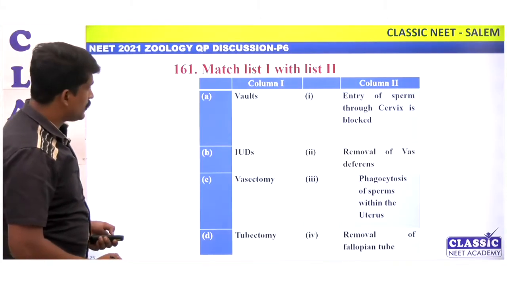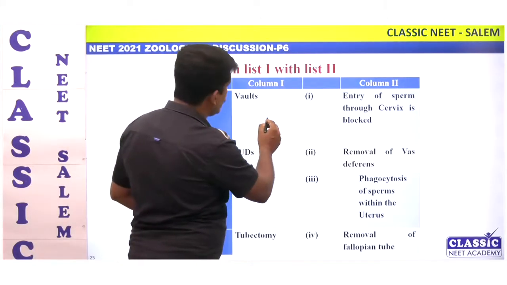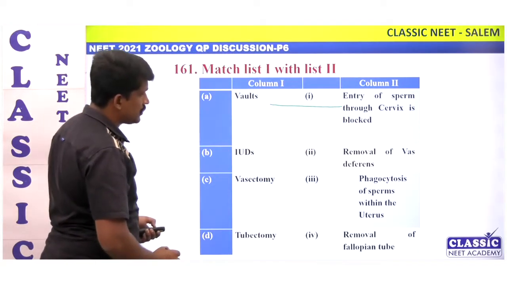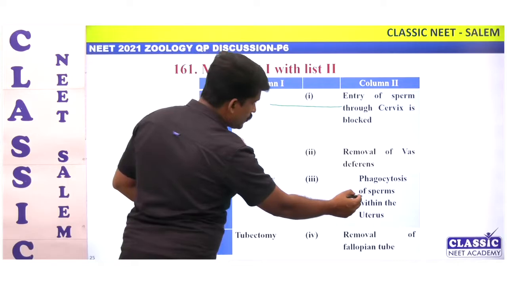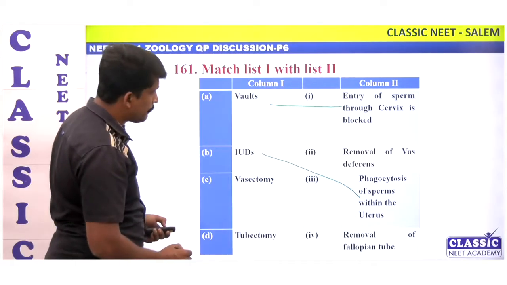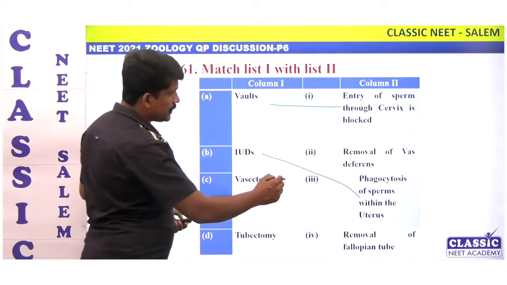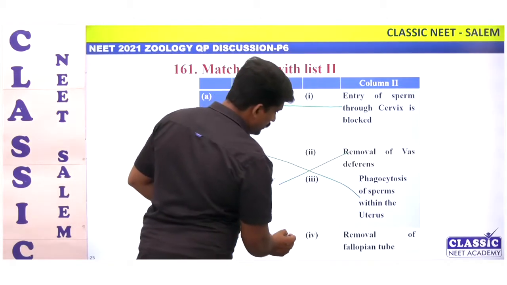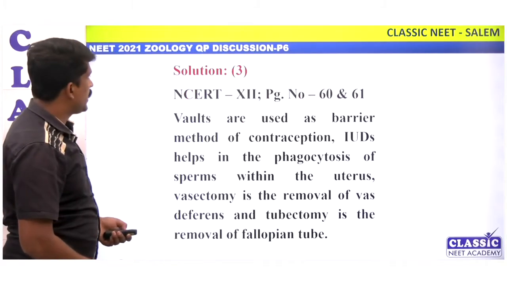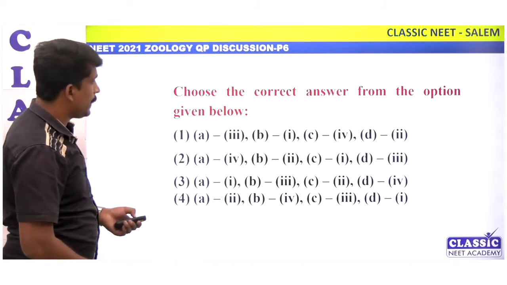Now again, match the following. Entry of sperm through cervix is blocked, IUDs, intrauterine devices, phagocytosis of sperms, so it should be the non-medicated IUD. Then vasectomy, that is the removal of vas deferens, and tubectomy, removal of fallopian tube only. So the third option is given correctly.